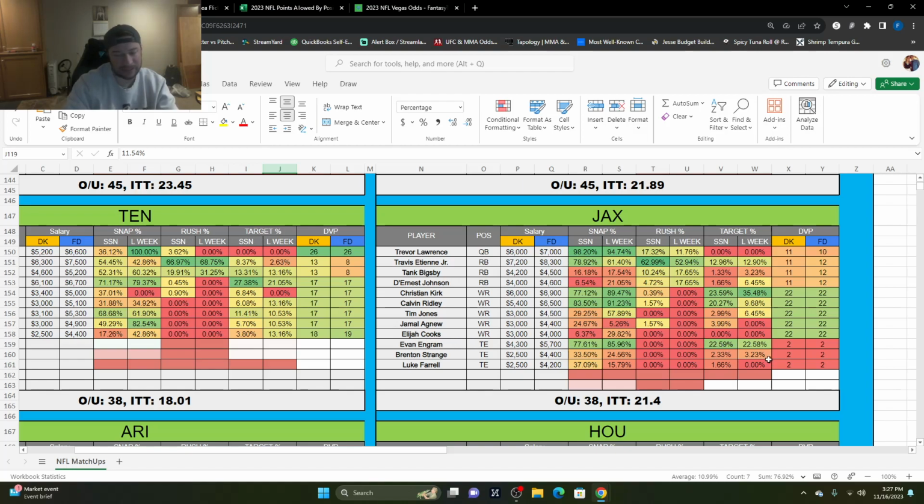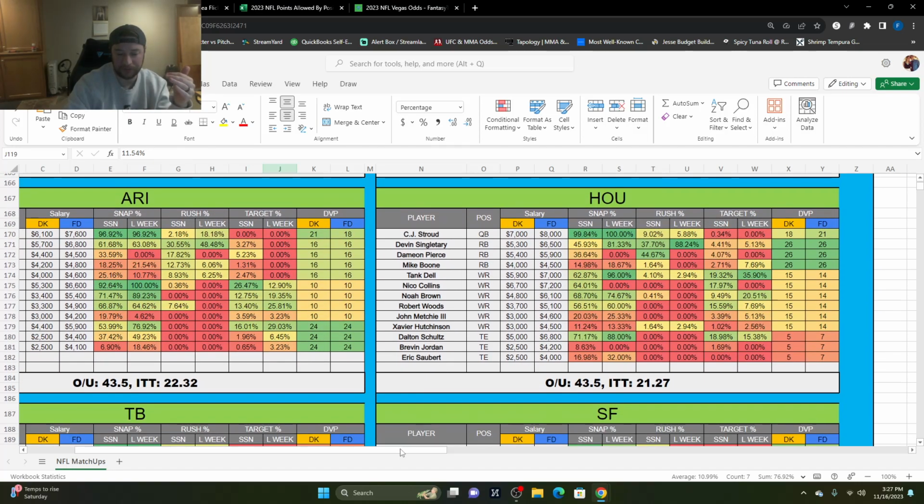Ingram does not have the best matchup, so Tennessee is actually ranked second best against the opposing tight end, but 22nd against wide receiver, 11th against the running back and quarterback. So in this situation, probably fading Tennessee. I'm looking at Jacksonville offense there.